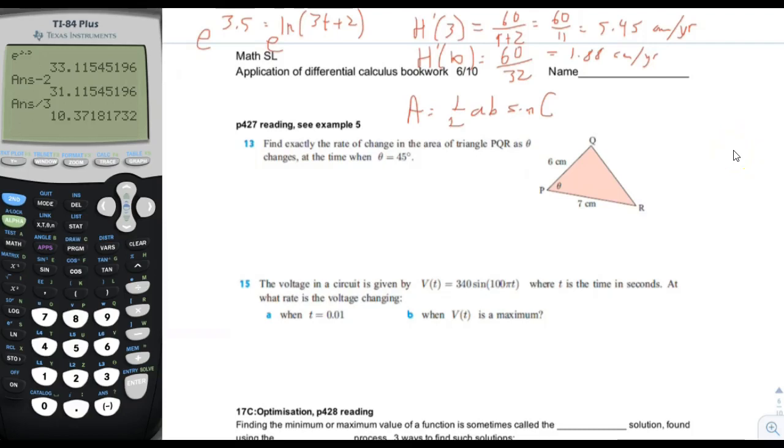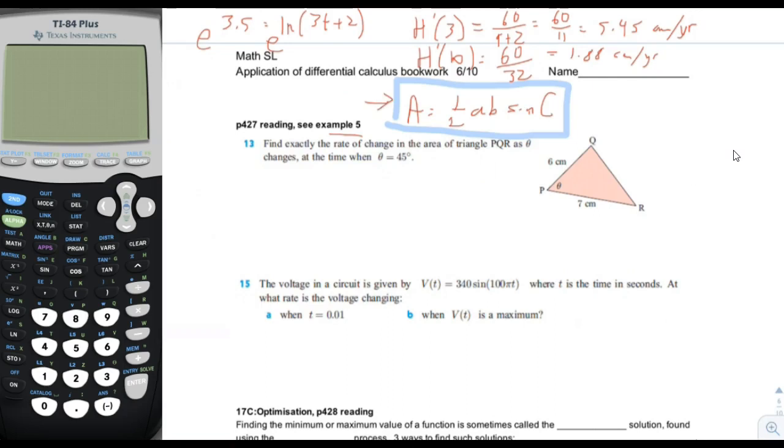Okay, applications of differential calculus, page 6. This first problem, there's an example 5, which is a similar problem, which you can look at if you want. Basically, we're going to use this long-lost formula, which we saw a few months ago, which is that the area of any triangle, even if it's not right, is 1/2 AB sine of angle C.